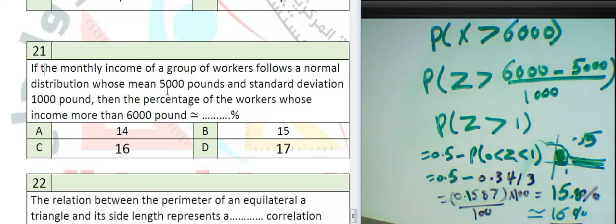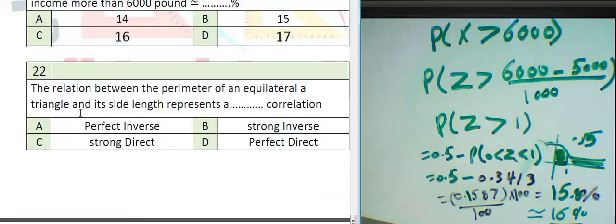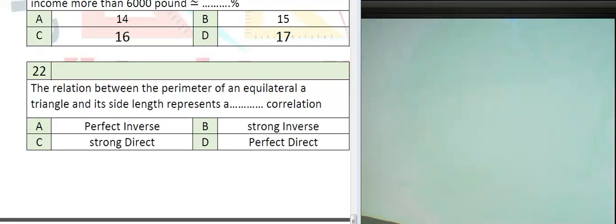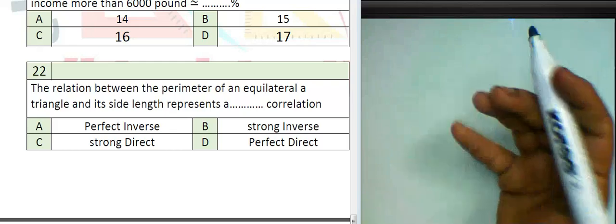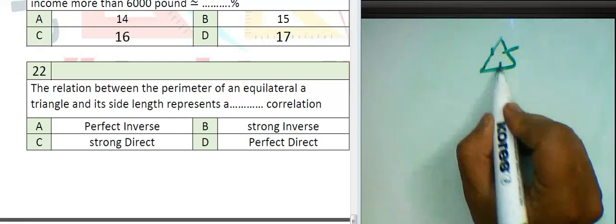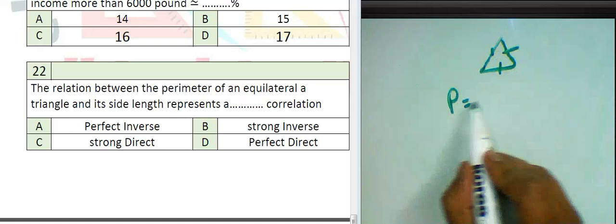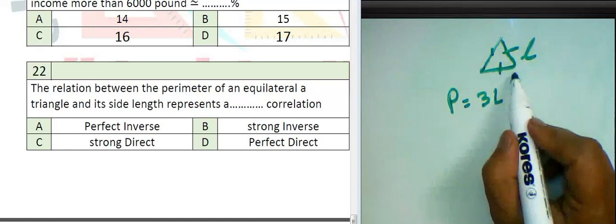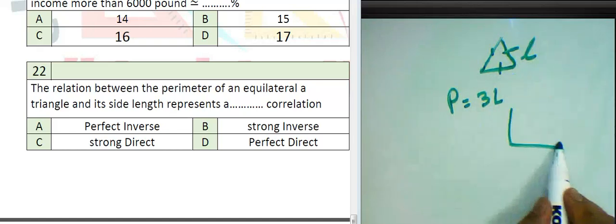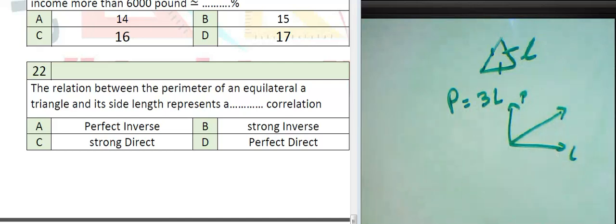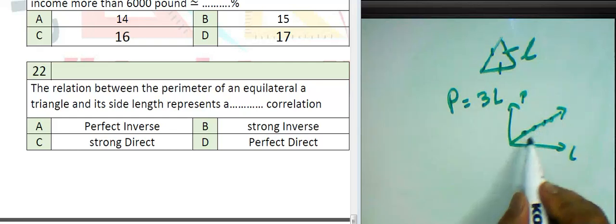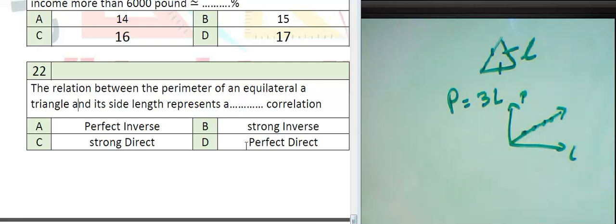Okay. Question 22. The relation between the perimeter of an equilateral triangle and its side length represents what? We know an equilateral triangle has all sides of equal length. The perimeter equals 3L, where L refers to the side length. If we draw the relation between length and perimeter, we will get a straight line. All points lie on a straight line. Then we call it perfect direct.